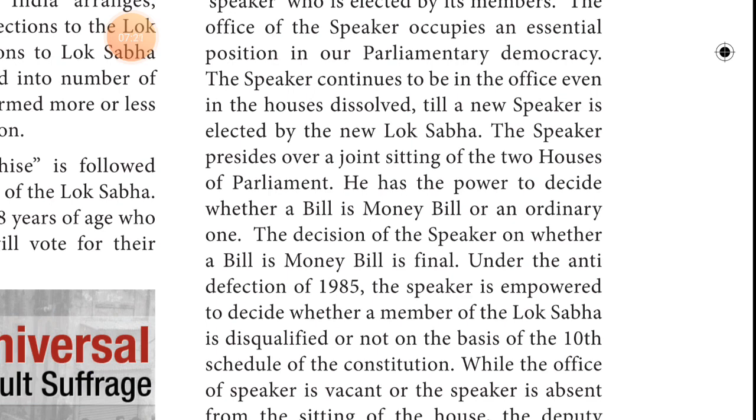Who gives the assurance that it is a money bill? The Speaker only. Sometimes if he is not satisfied, it is considered an ordinary bill. If he is satisfied, he says it is a money bill.